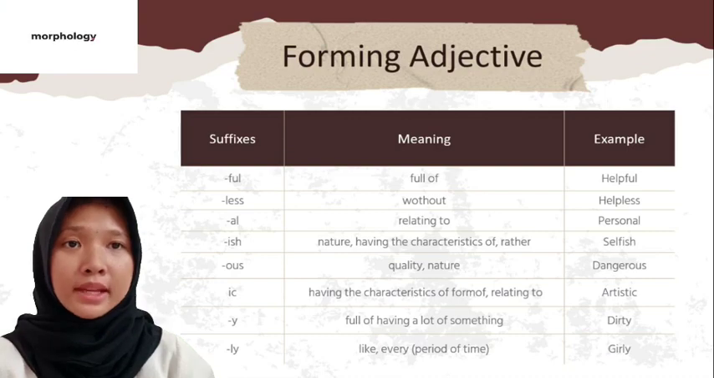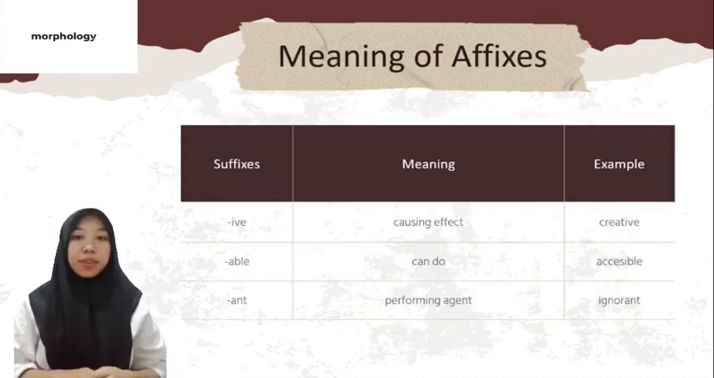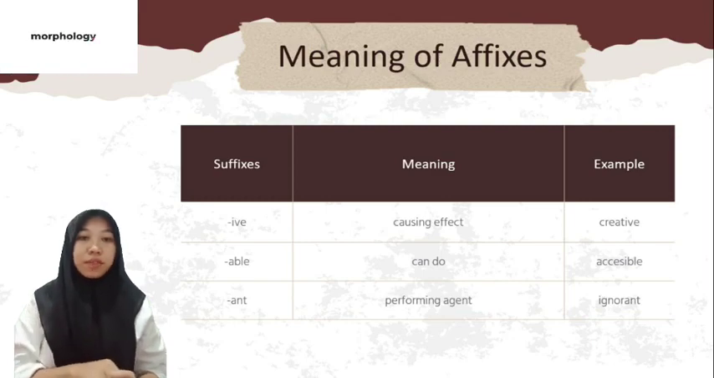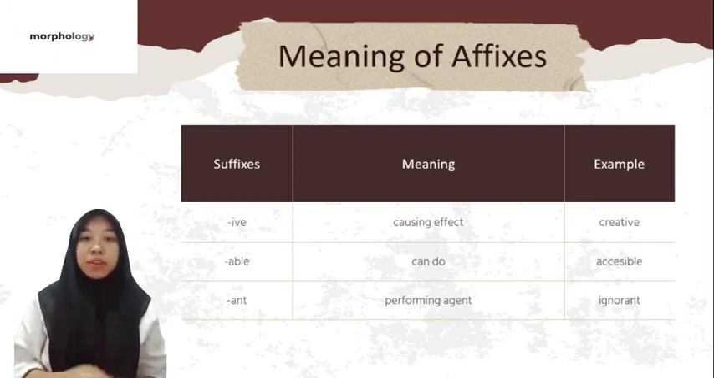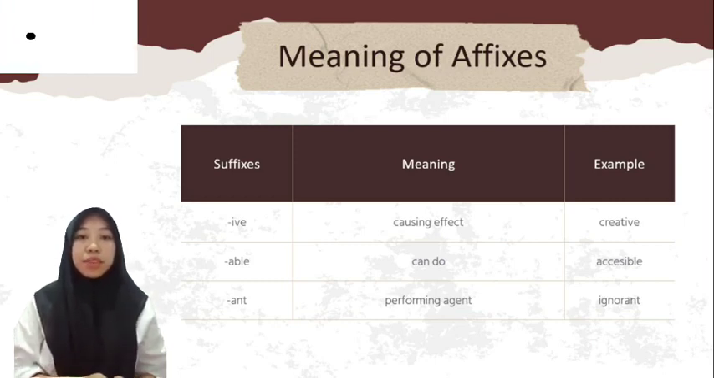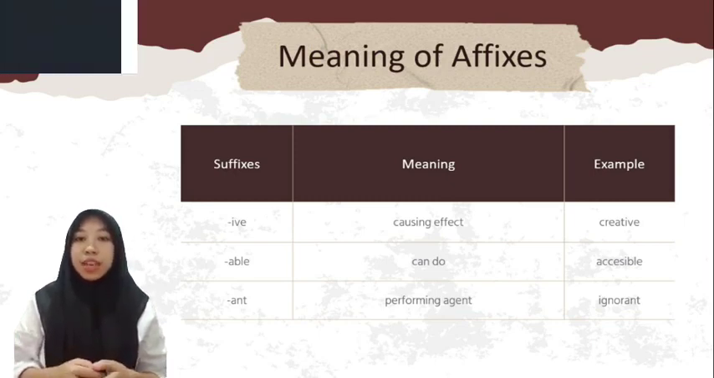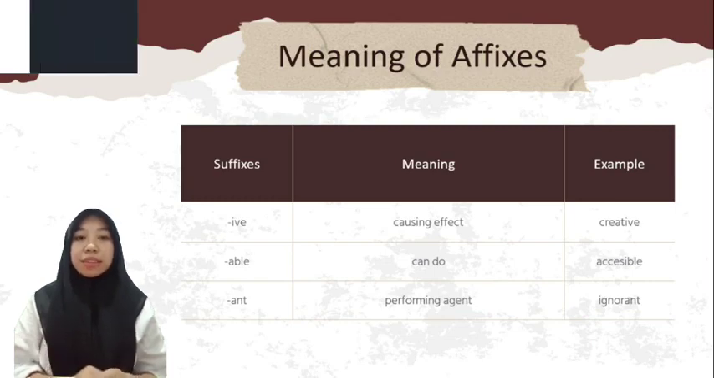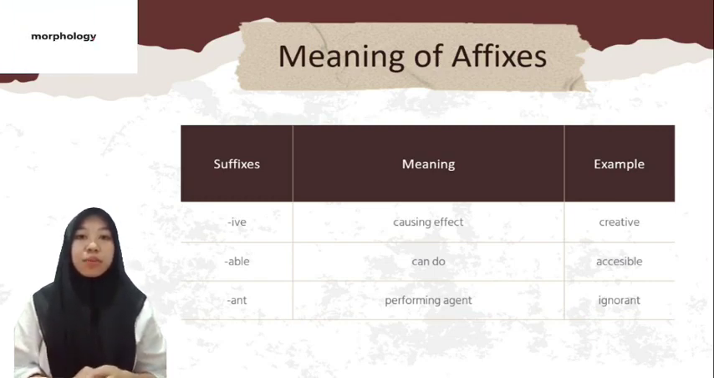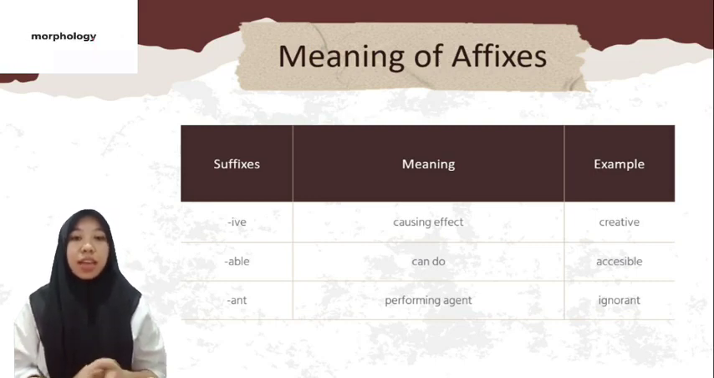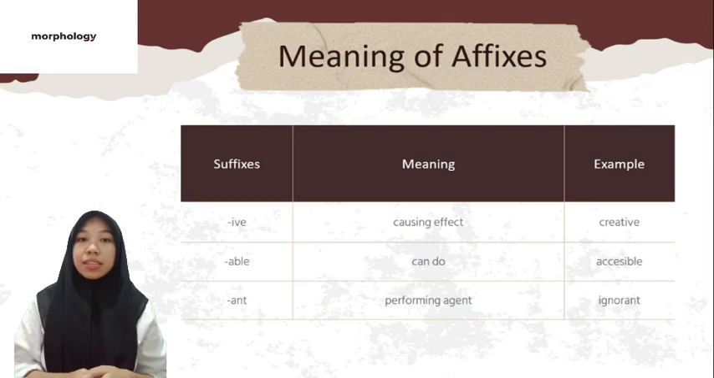Next will be explained by Kusnawati. It's about affixes. There are some suffixes such as ive, the meaning is causing an effect, becomes creative. For example, in sentences, we need a man like him to get up and create. And then able, the meaning is can do, becomes accessible. For example, they make this way become accessible for the wheelchair users. The last is ant, the meaning is performing agent, becomes ignorant. For example, in sentences, I was ignorant of this idea.